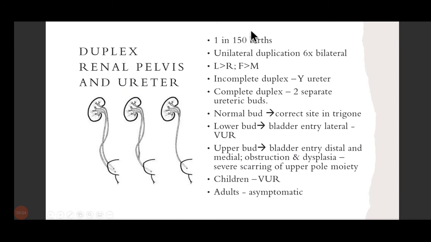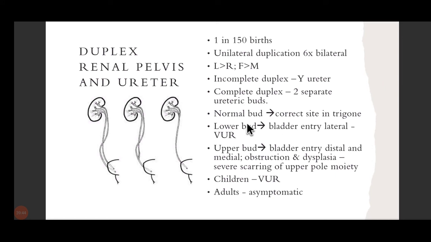Duplex renal pelvis and ureter. It is actually duplication, incomplete or partial. Unilateral is 6 times more common than bilateral. Left side is more common and females are more predisposed than males. In cases where there is an incomplete duplex, as you can see in this case, it results in a Y-ureter. Complete duplex, you have two separate ureteric buds. In this image, you can appreciate that there are two separate ureters draining the kidney.